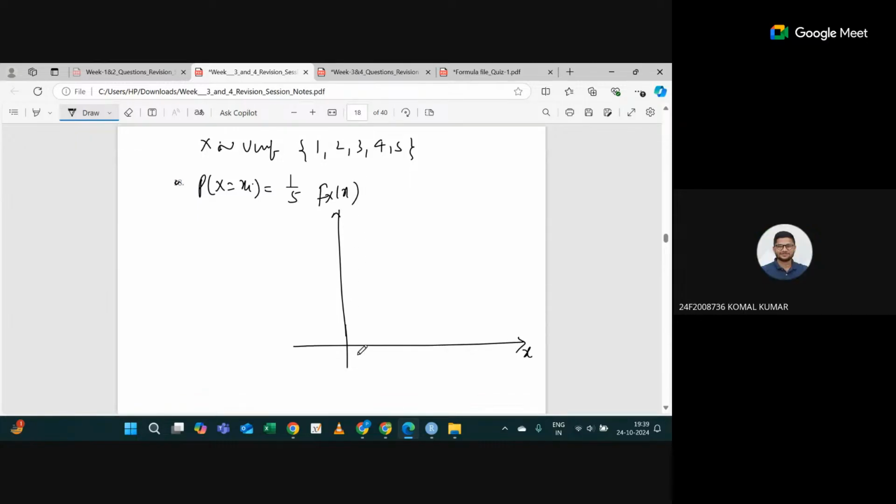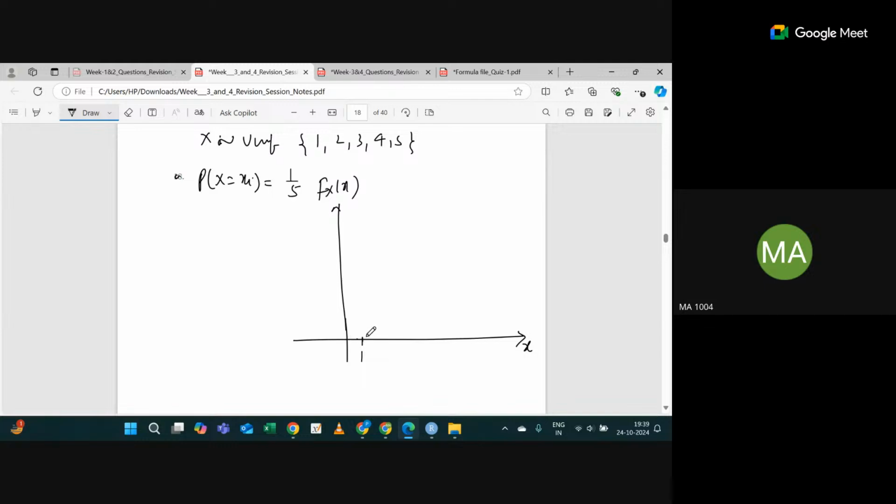We will get a step function. Before 1, it will be 0. From 1 to 2, it will be 1 by 5. From 2 to 3, 2 by 5. From 3 to 4, 3 by 5. From 4 to 5, 4 by 5. And from 5 onwards, it's 1.